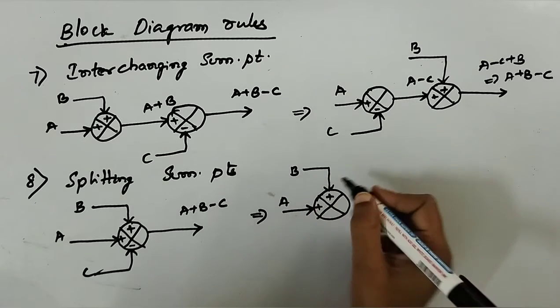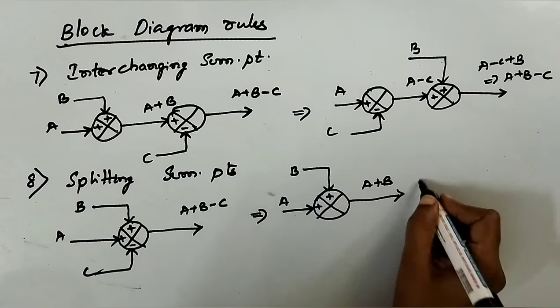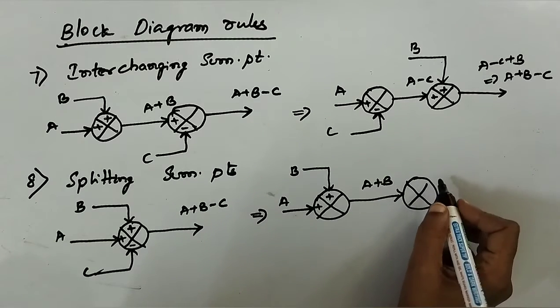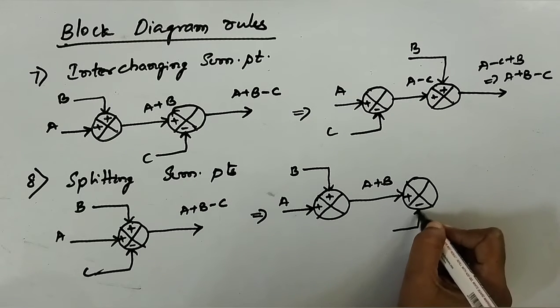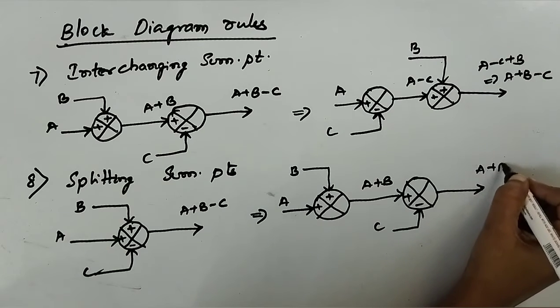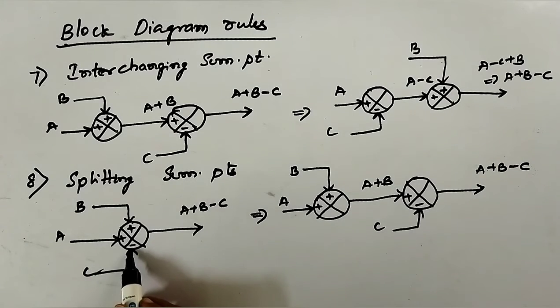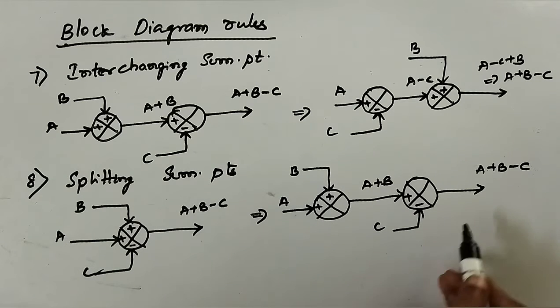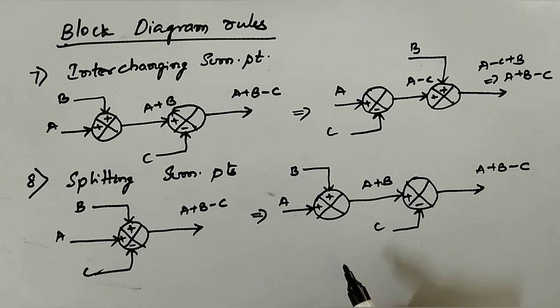A and B are the inputs here. That would give us A plus B. The second summing point is plus and minus. This is C here, so it would finally give us A plus B minus C. Even after splitting the summing points, there is no difference in output here. So this is how we can interchange and split the summing points.